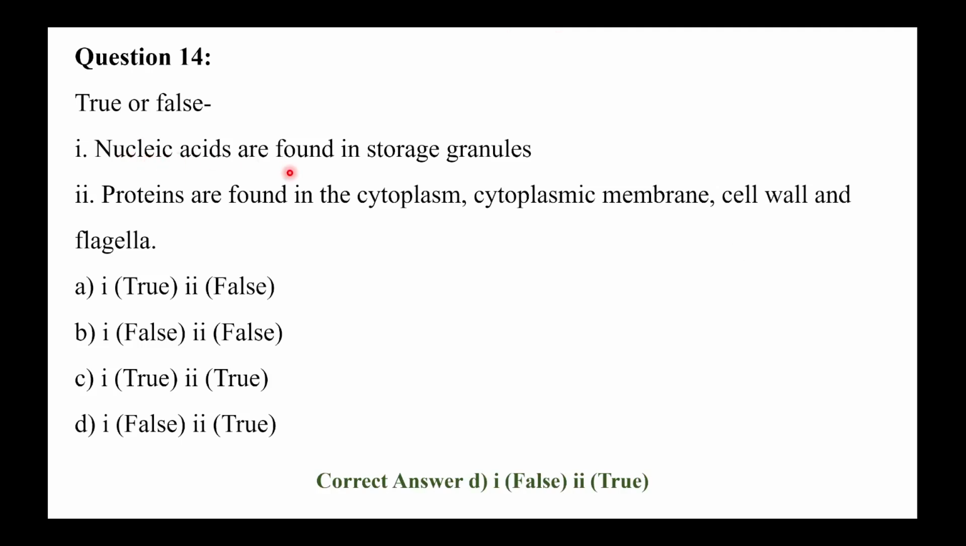So the nucleic acids are not found in storage granules. Storage granules generally consist of lipids and polysaccharides. Nucleic acids are actually found in the nucleus, or nucleoids in case of prokaryotes. Proteins, whereas, are found everywhere. I've told you 55% of the dry weight of a cell is composed of protein. So they are found in cytoplasm. They are found in cytoplasmic membrane, which are the membrane proteins. Then they are found in cell wall, and they are found in flagella. So mostly the cell is composed of protein. They are the building blocks, kind of.